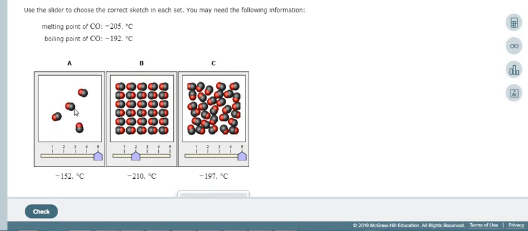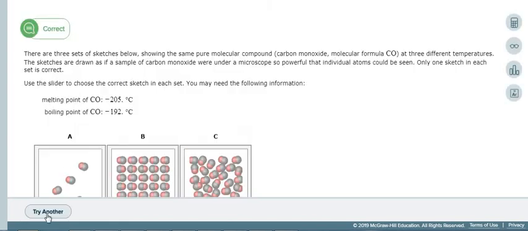A is going to be a gas, B is going to be a solid, the temperature says that, and C is going to be a liquid. So we can go ahead and click on check, and it tells us that we're correct in trying to mimic what Alex wants us to see.